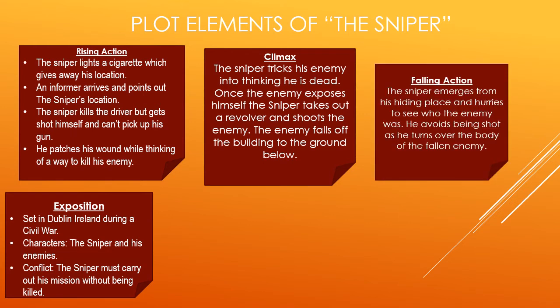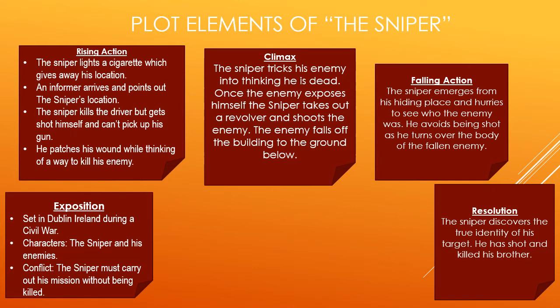So our falling action. The sniper emerges from his hiding place and hurries to see who the enemy was. He wondered if he knew him. He also avoids getting shot. A machine gun started going off and he dives to the ground. Once the machine gun stops, he turns over the body of his fallen enemy.